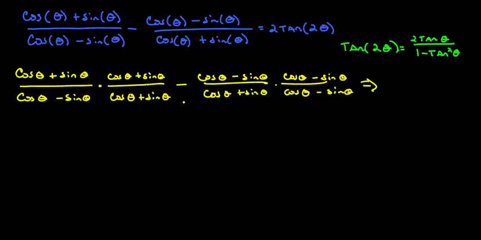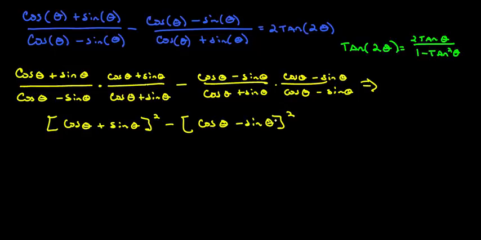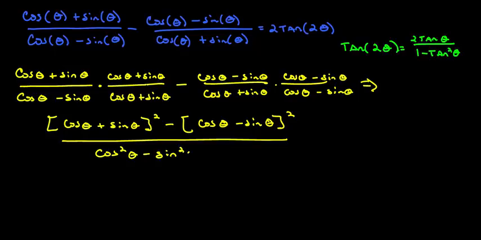Okay, so what I've done is I've got my common denominator. Now what I'm going to have here, I'm going to actually write this like so. Okay. So they're both over the same denominator. That denominator is cosine squared theta minus sine squared theta, so that's what I get when I multiply these bottoms together. And then the tops, when I multiply them together, I get these two guys.